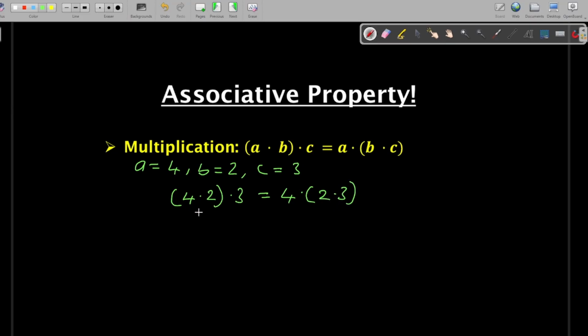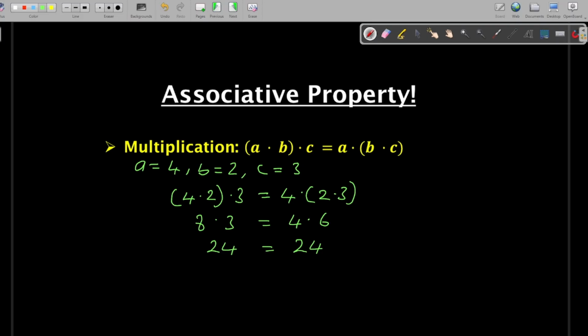So when we simplify what we have on the left hand side, it will be 4 multiplied by 2 gives us 8 multiplied by 3, and what we have on the right hand side, we have 4 multiplied by the product of 2 multiplied by 3, which will give us 6. Let's simplify further. 8 multiplied by 3 will give us 24, and 4 multiplied by 6 will also give us 24. So again, grouping the numbers differently does not affect the final result for multiplication.